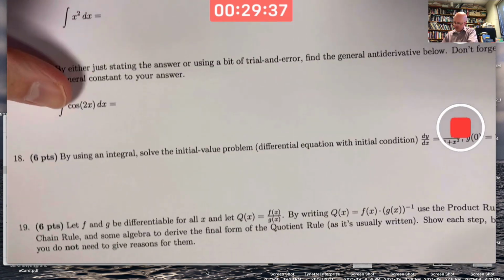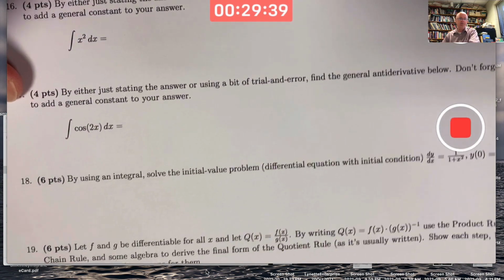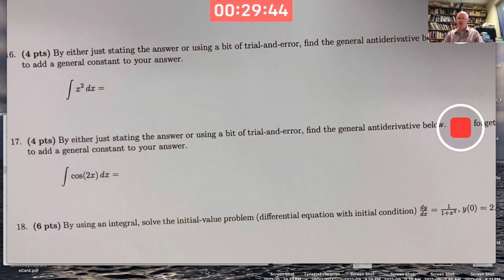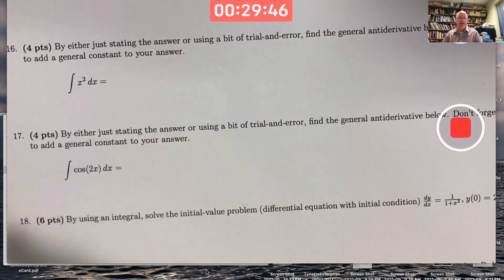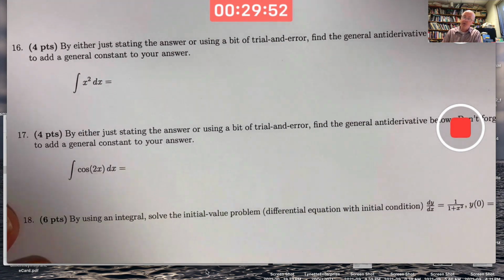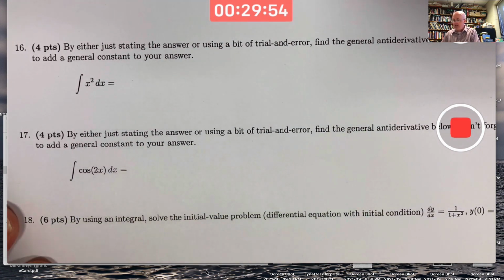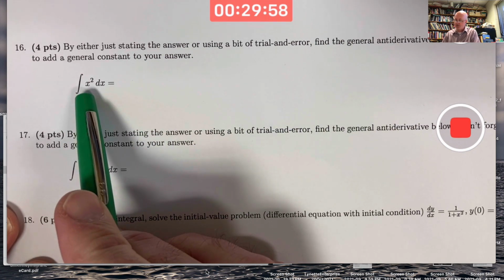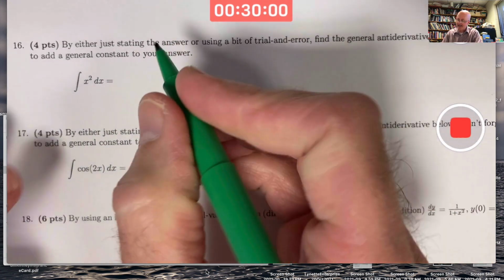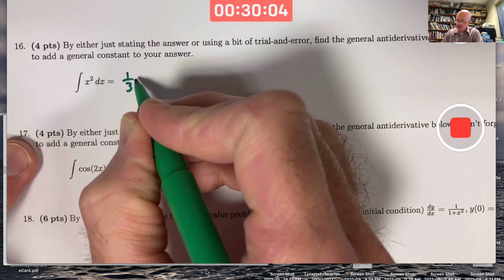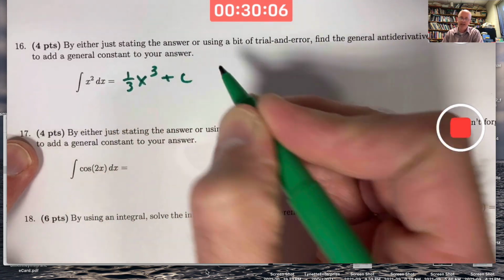This page goes a bit quicker, at least the first few problems here. I do have my Calc 1 students by exam 2 try to learn the idea of an indefinite integral, which is just an antiderivative. That's what this symbol means. Find the most general antiderivative of x squared with respect to x. Well, thinking about reversing the power rule, the answer is 1/3 x cubed plus c.